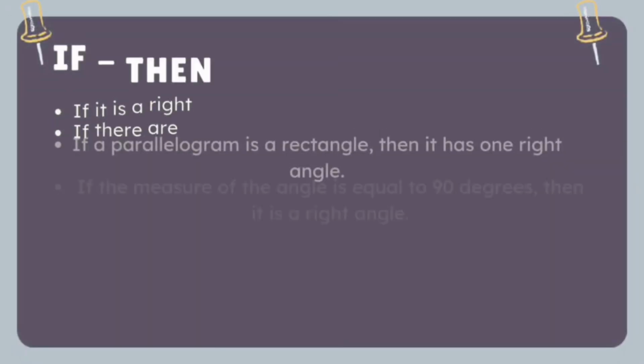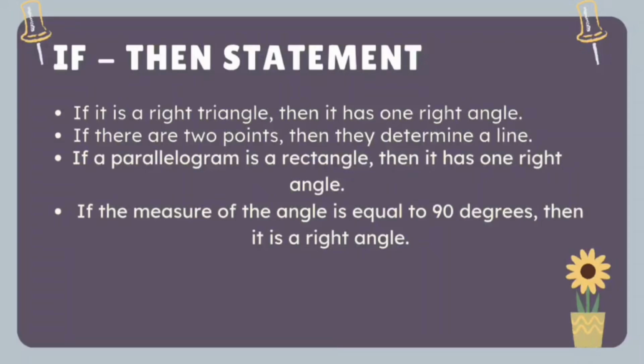The fourth example is: if the measure of the angle is equal to 90 degrees, then it is a right angle. This provides a definition of a right angle in the form of an if-then statement. The condition is the measure of the angle is equal to 90 degrees, and the consequence is it is a right angle. This statement is true by definition.